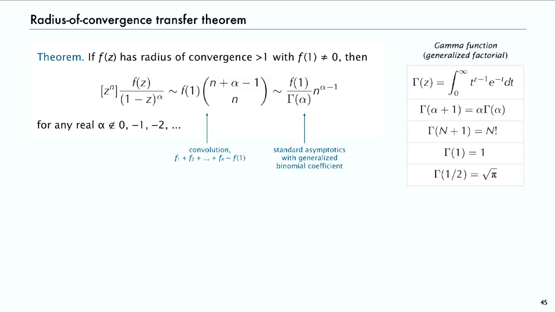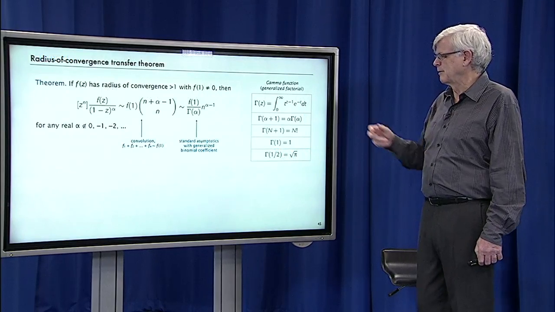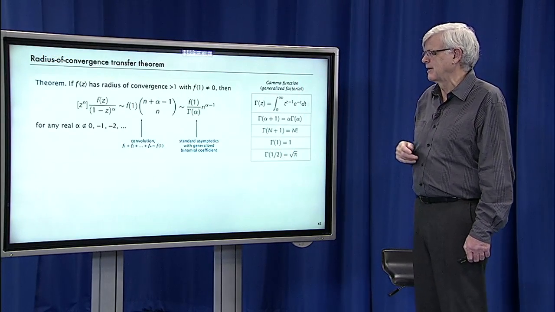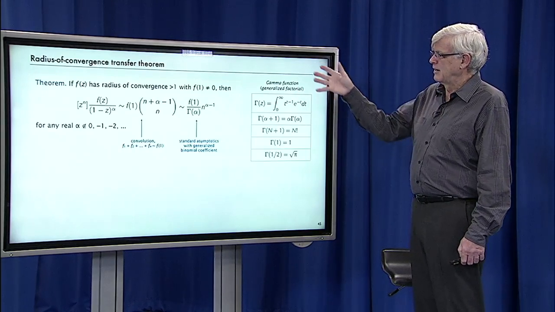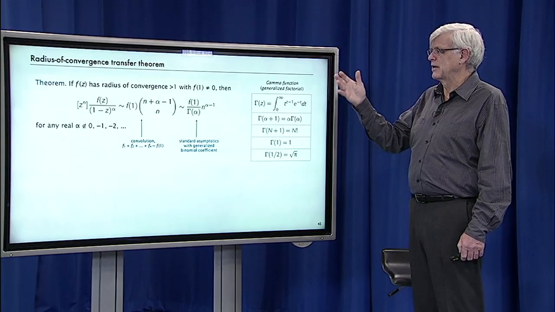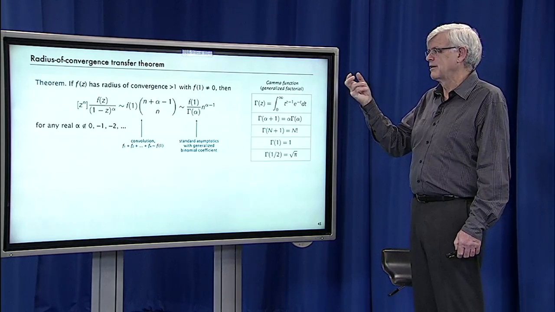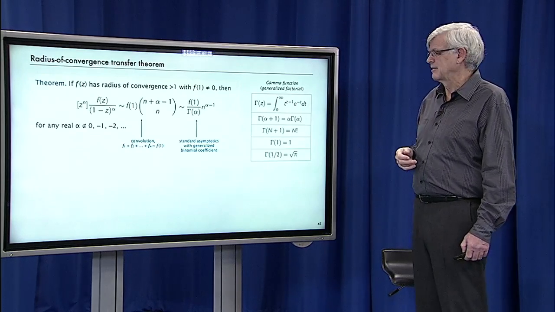And so gamma of 1/2 equals the square root of pi is a value that we want to know, because we apply this thing with alpha equals 1/2, the square root of 1 minus z. So that's a transfer theorem that works whenever we have a convolution of some function with (1 minus z) to the alpha, and that turns out to come up a lot.